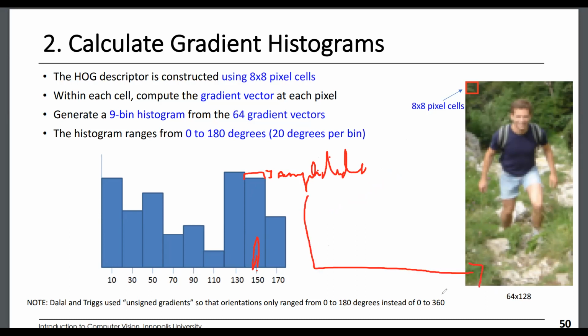I start from an empty histogram. For every gradient, I calculate its threshold, its angle. For example, its angle is 70, so I put the 70 here. The size of this one would be the amplitude of the gradient. And then I continue so on and so forth until I have this kind of histogram in the end, right?